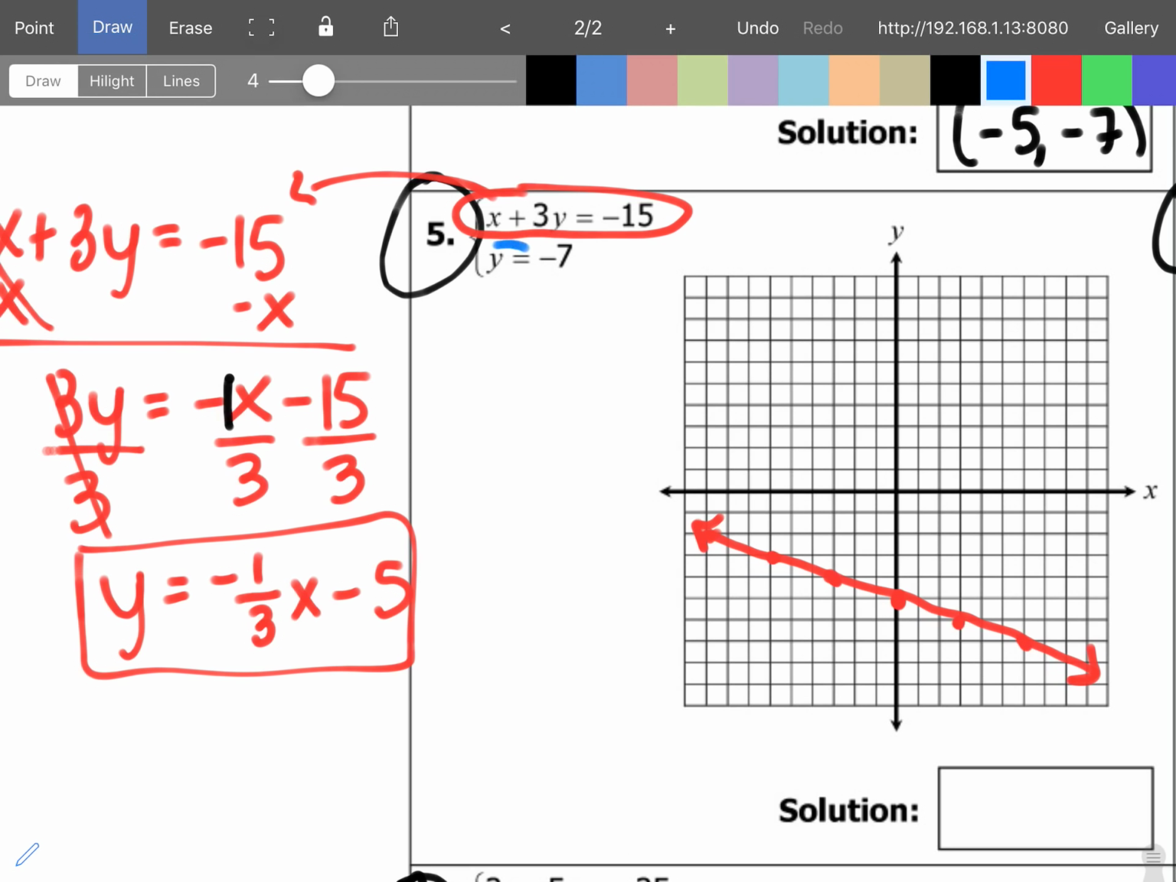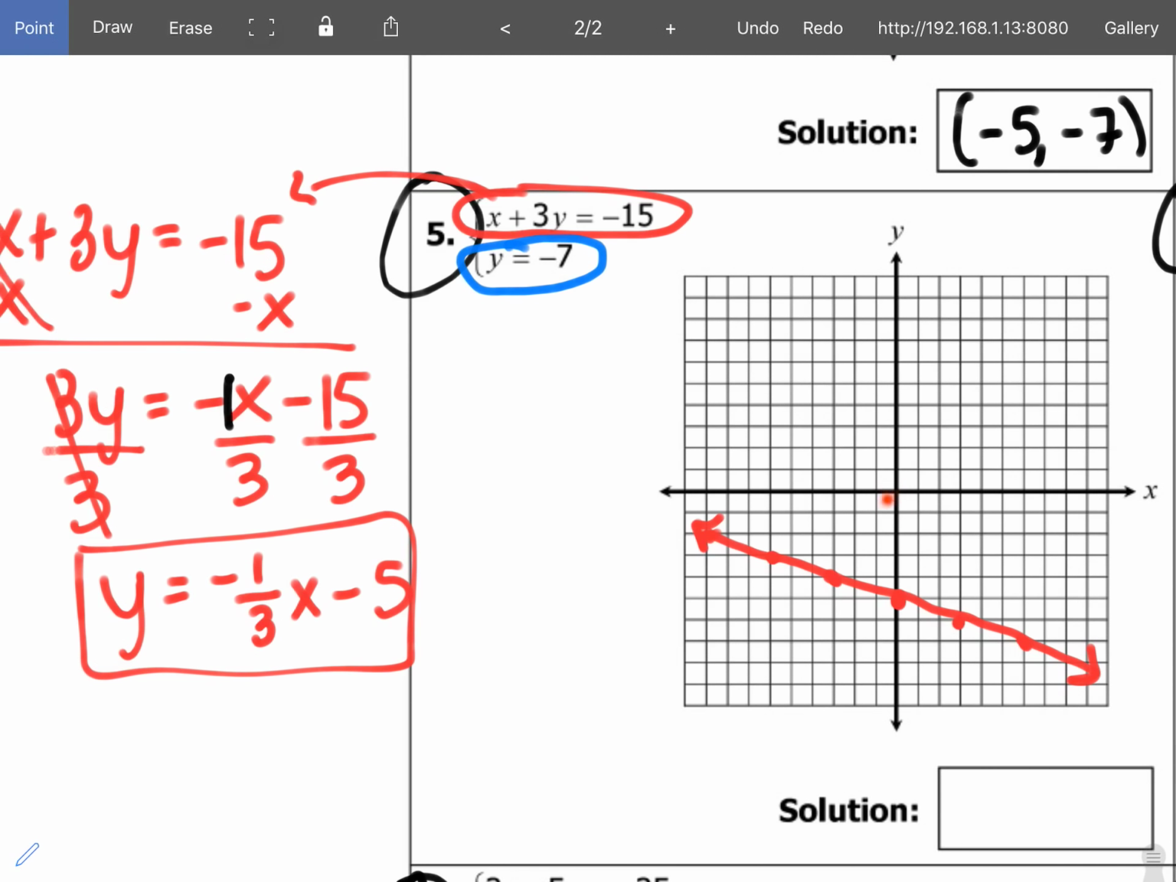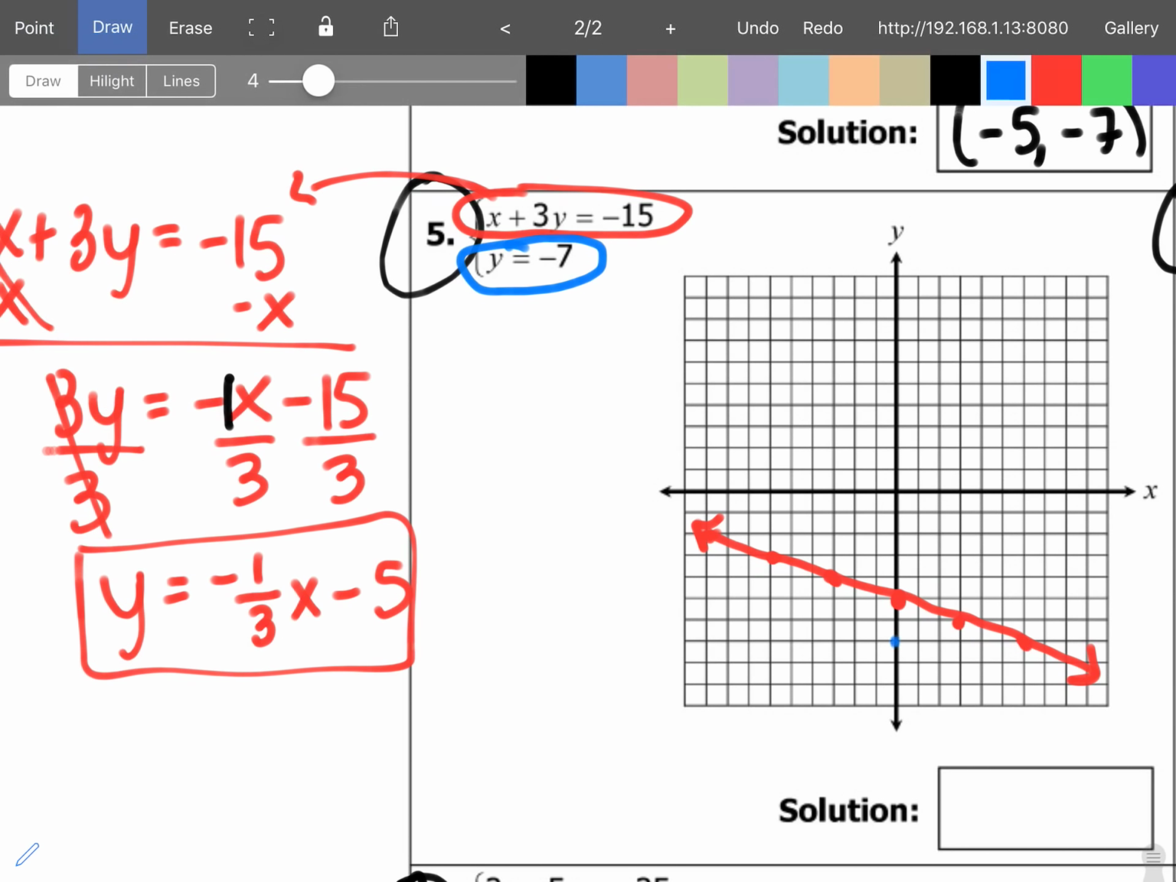Okay, so y equals negative 7. How do I graph that piece? Well, I know my y is negative 7. So where does y equal negative 7? Well, y equals negative 7 somewhere on this y line, doesn't it? On the y-axis. So where does y equal negative 7? It equals negative 7 down here. 1, 2, 3, 4, 5, 6, 7. Right here. That's where it equals negative 7.